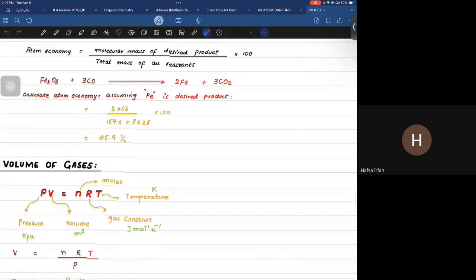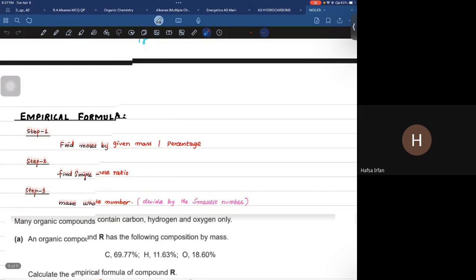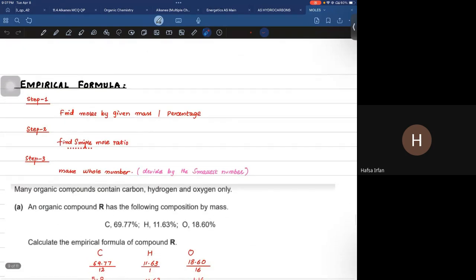How to find empirical formula and molecular formula. Okay. So after discussing stoichiometry, we would be discussing the remaining concepts, including limiting reactant, excess reactant, percentage yield, percentage purity, empirical formula, molecular formula.